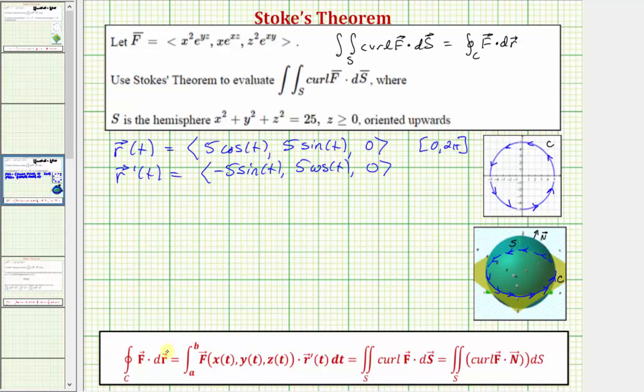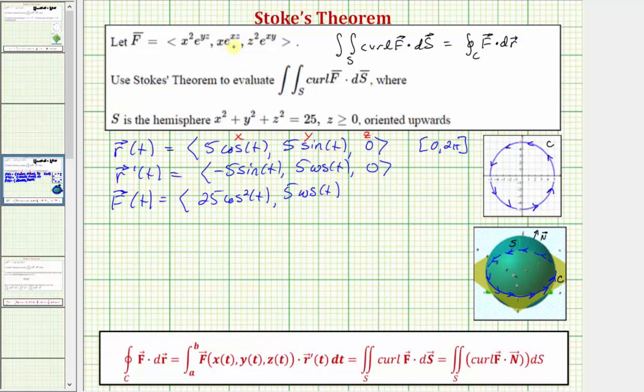And now for the last step, we need to express the vector field F in terms of t, where along the curve C, x equals 5 cosine t, y equals 5 sine t, and z equals 0. So for the x component of F, which is x squared times e raised to the power of yz, well, x squared would be the square of 5 cosine t, which is 25 cosine squared t, and then e raised to the power of yz, well, y times z would be 0, so we'd have e to the 0, which is just 1. And then the y component is x times e raised to the power of xz. Well, x is equal to 5 cosine t.